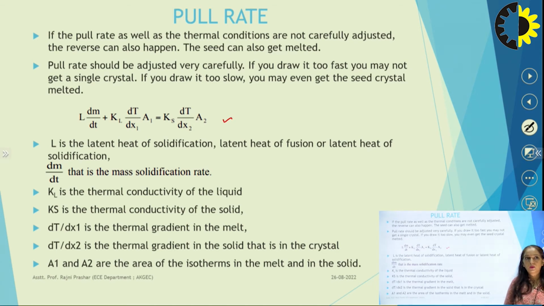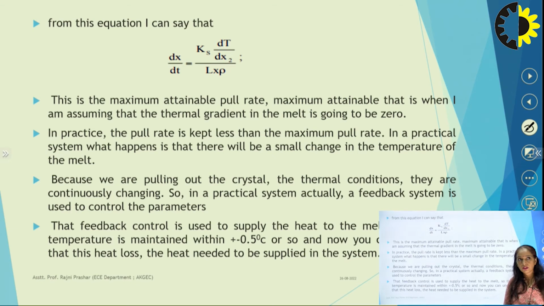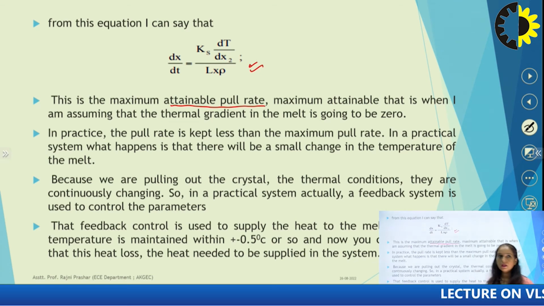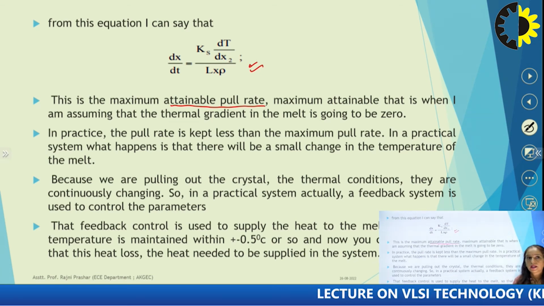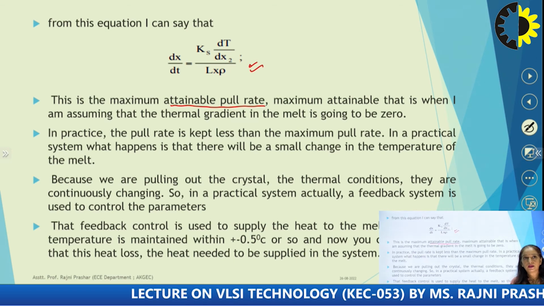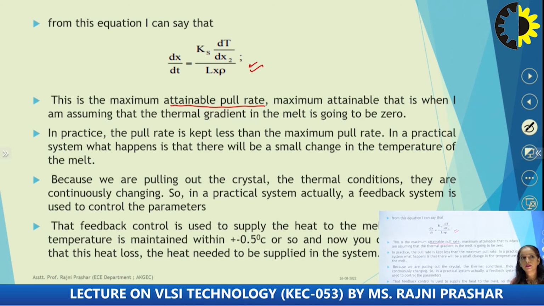So at the thermal equilibrium condition with some assumptions, we will have this resultant equation, that dx/dt is equal to Ks dT/dx2 divided by L rho. This is the maximum attainable pull up rate. This equation will give you the maximum attainable pull rate, that is when I assume that the thermal gradient in the melt is going to be 0.